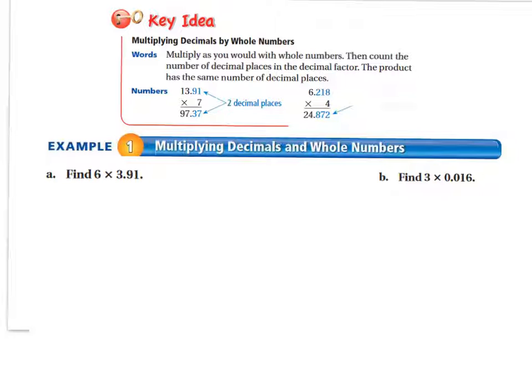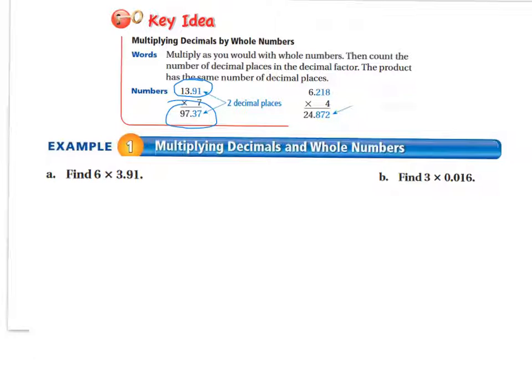In other words, you look at the two factors that you're multiplying. In this case, 13.91 has a decimal. After you do your multiplication and get your product, you go back to the factor and look at how many places there are to the right of the decimal. In this case, there are 2 decimal places. Your product must also have 2 decimal places. So you move it over 2, and 97.37 has 2 decimal places to the right of the decimal.